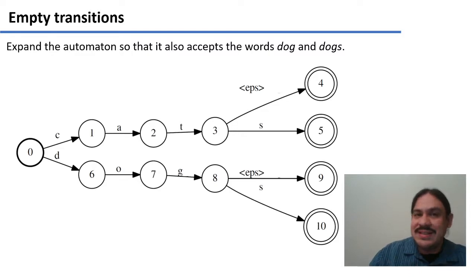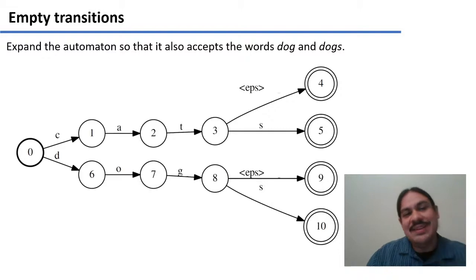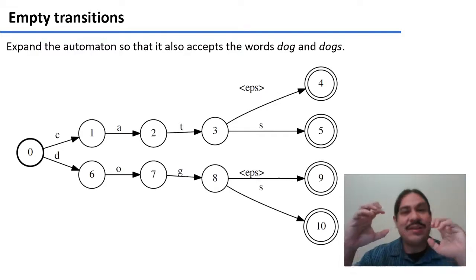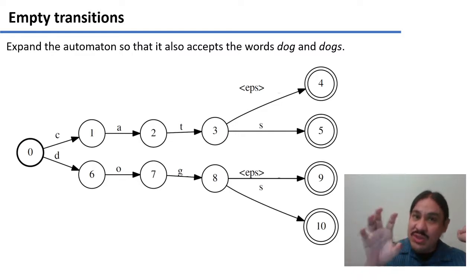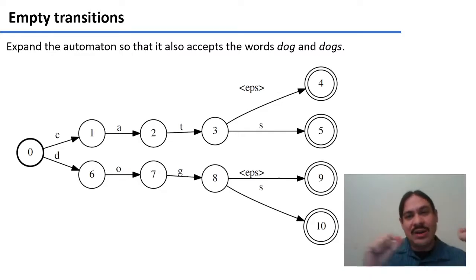So let's put in dog and dogs. If we go from 0 to 6, we could have a transition that is triggered by the input D. If we go from 6 to 7, we could have the symbol O in the transition. If we go from 7 to 8, we could have the symbol G. And then we could go from 8 to 9 with another epsilon transition, so that when we reach the end state 9, we have dog. We could go from 8 to 10 and have the symbol S. So when we go 0, 6, 7, 8, 10, we could generate the string dogs.